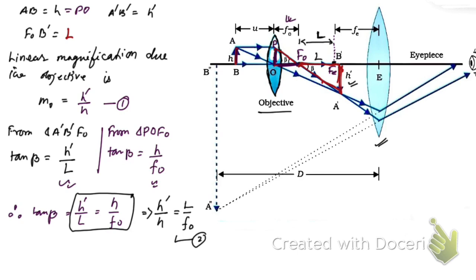Now using equation number 1 and 2, this is also h dash by h, this is also h dash by h. So from equation number 1 and equation number 2, we can write that m naught is equal to h dash by h, which is equal to L by F naught. Let it be equation number 3.